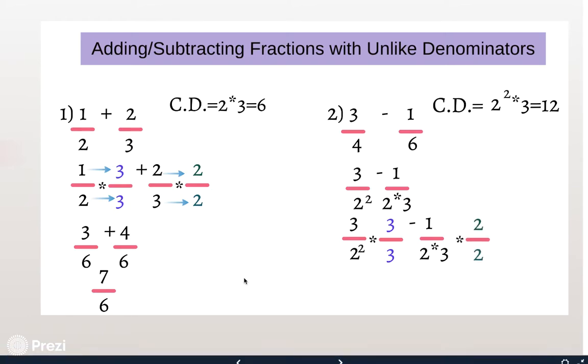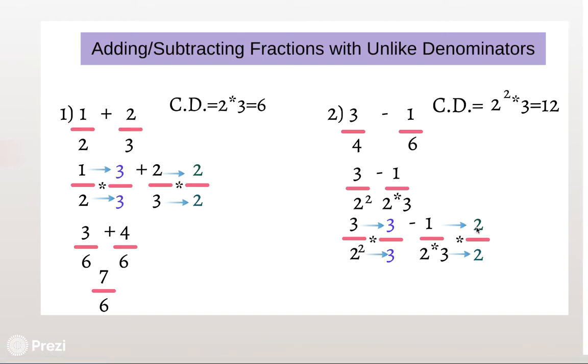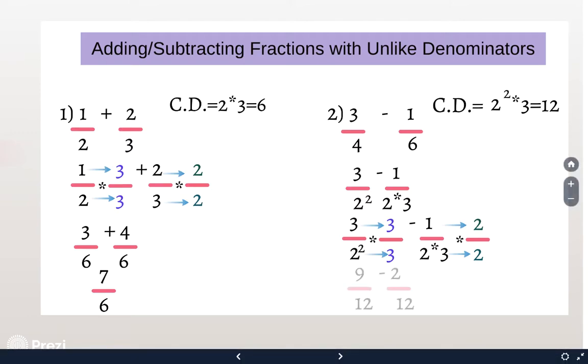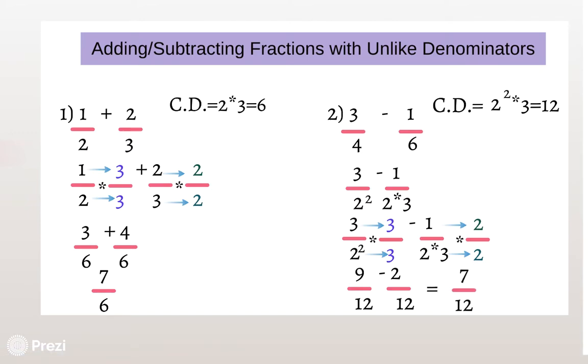Alright guys, and then it's just like before. To multiply two fractions, you go straight across. So 3 times 3 is 9, and -1 times 2 is -2. And it'll be all over my common denominator, which is 12. 2 squared is 4 times 3 is 12, and 2 times 3 is 6 times 2 is 12. And once I have a common denominator, you write it over one of them. So I'm going to write it over 12, and then combine my numerator. So it'll be 9 minus 2, which is 7.